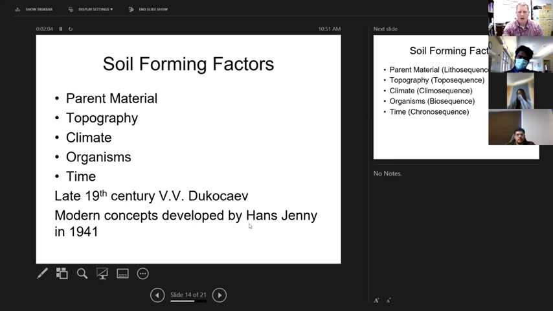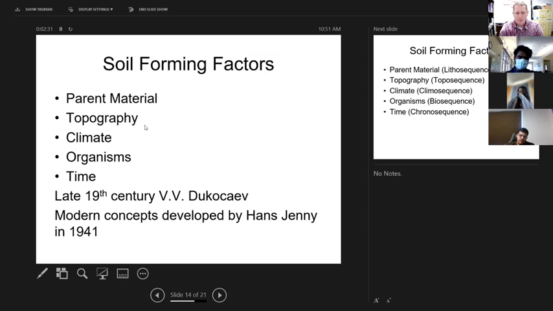But this was really formalized by a guy named Hans Jenny in the early 1940s. And he said that there's basically 5 really important soil forming factors. And these you do need to know, okay? They are parent material, topography, climate, organisms, and time, okay? And we're going to talk about each one of those.